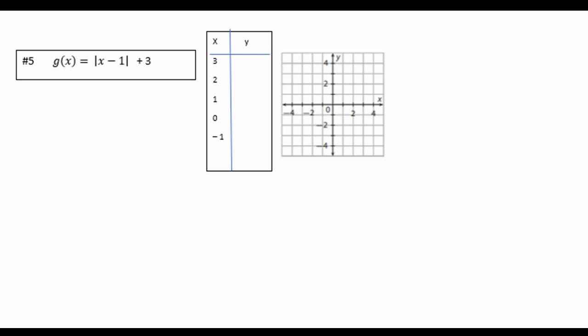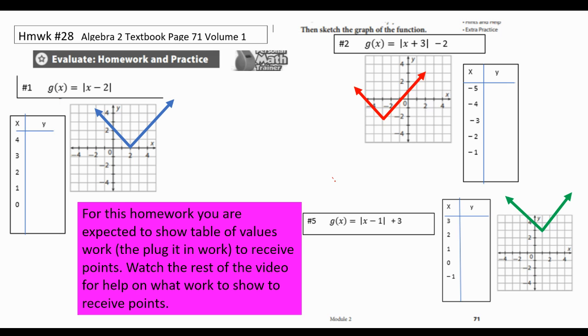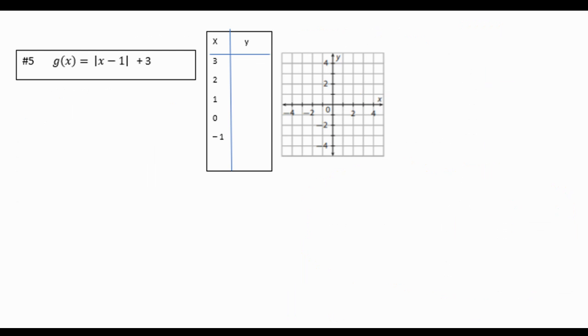Okay, so this is number 5. You can see that right here. So it's the same as this one. So this number 5, I just made it bigger on the next screen. There it is. And then I'm going to show you the work that you need to do for each of these problems in order to get points. And you need to show your work for the table of values. And I'll show you what that is.